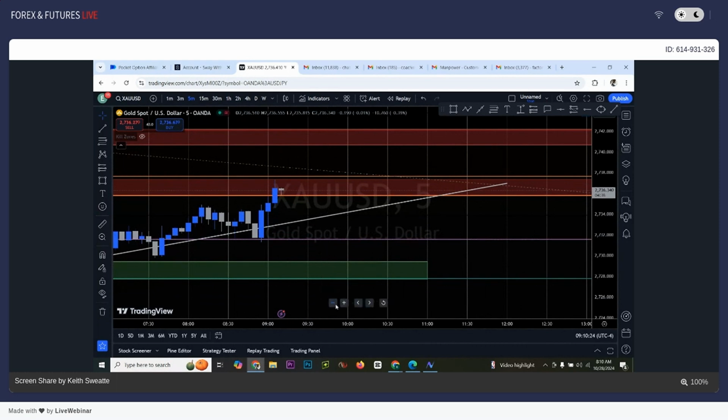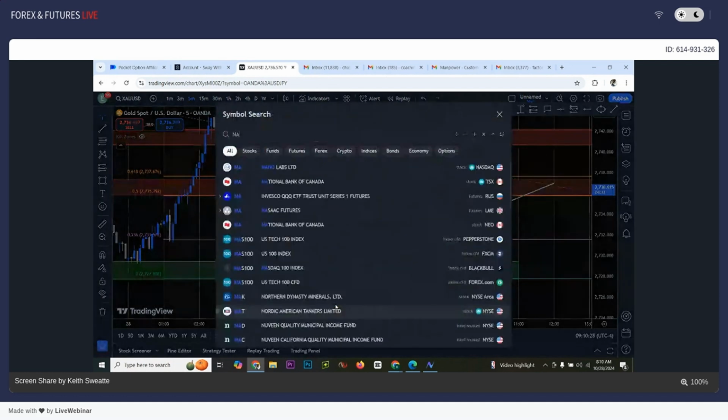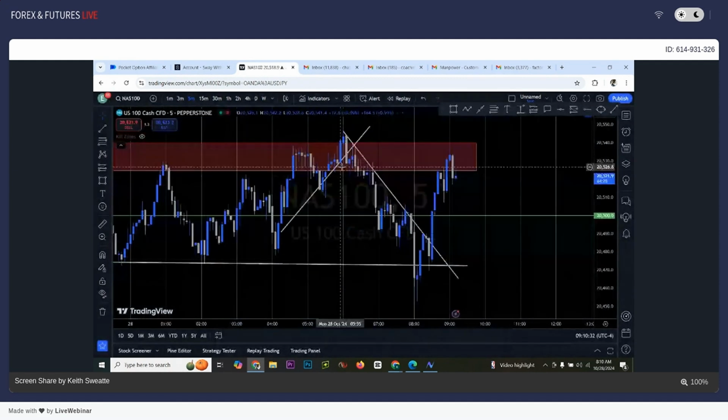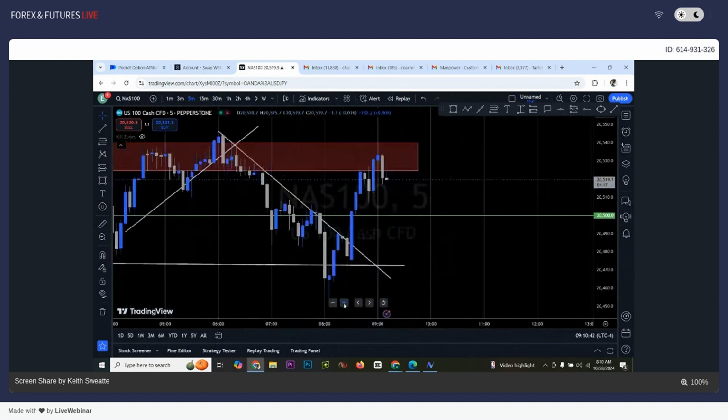So I'll be on the lookout for gold for sure. I'm still worried about Nas100. So you see how this trend got broken, and once this candle got above it, you take the buy. Now we're looking for the same thing to happen, but to the downside.